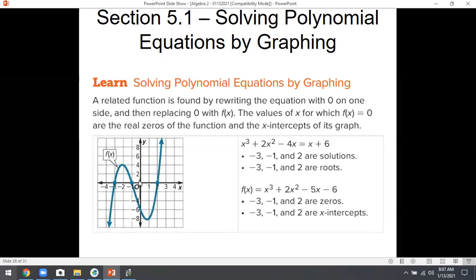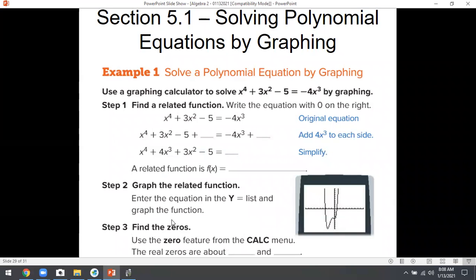They got x squared plus 2x squared minus 4x equals x plus 6. Now, that's not equal to 0, right? So you probably subtract the x over, subtract the 6 over, and get this thing equal to the magic number of 0. Once you do, if you graph it, all you're doing is looking for where it crosses the axis, correct? So if it crosses at these 3 places, -3, -1, and 2, you say that your answers are x equals -3, x equals -1, and x equals 2. That's really all that there is to this.